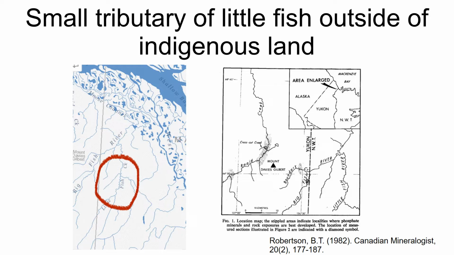The locality more specifically is a small tributary of the Little Fish River and is in the Northwest Territories. Here on the map on the right, it is shown in relation to previous known phosphate deposits in the Yukon at Rapid Creek, Crosscut Creek, Big Fish River, and Boundary Creek.